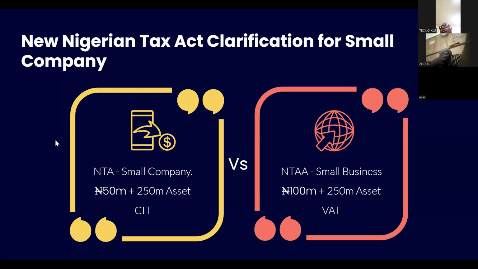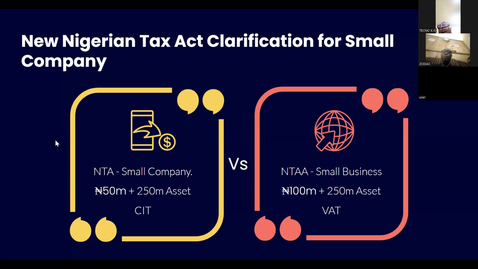Am I making sense? The first one that was released and gazetted was the Nigerian Tax Act. And the Nigerian Tax Act said to operate as a small company. Anytime they mention company, it's a limited liability company, a company that has directors and shareholders. But it's not every business that is a company. There are some businesses that are registered as business name. Am I making sense? There are businesses that are registered as business name.